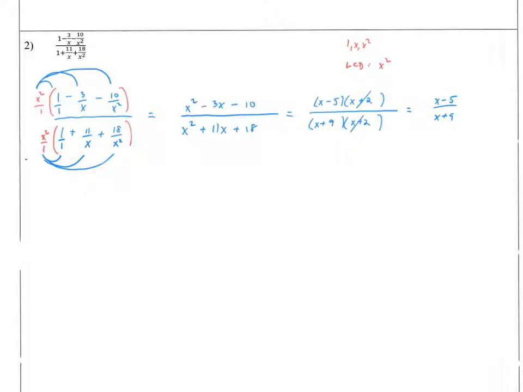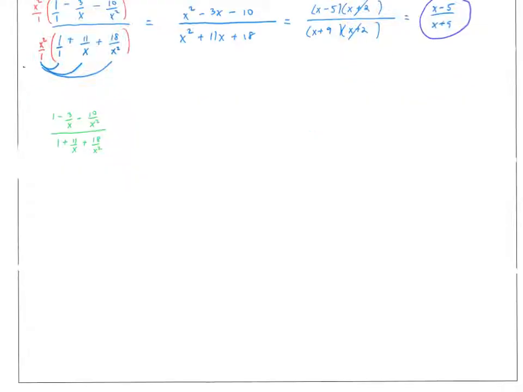For the purposes of this packet, we'll say that this is where we can stop, but there are some domain issues that we should keep in the back of our mind. The original expression is undefined when x equals 0, so therefore x cannot equal 0. Also, the original expression is undefined when the denominator equals 0, so therefore the denominator cannot equal 0. Now if you solve this inequality, you'll see two more domain restrictions. X cannot equal negative 9 and x cannot equal negative 2.